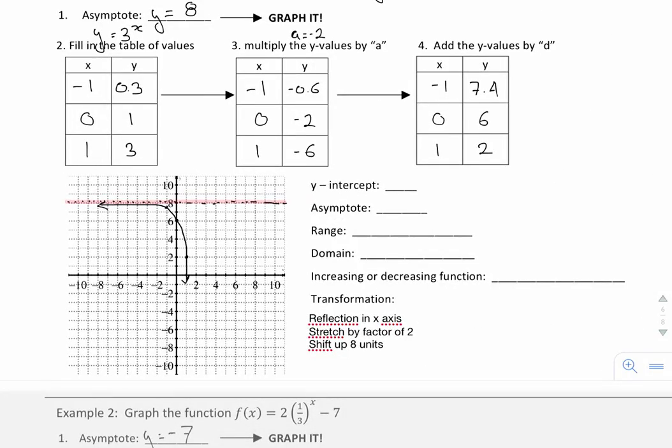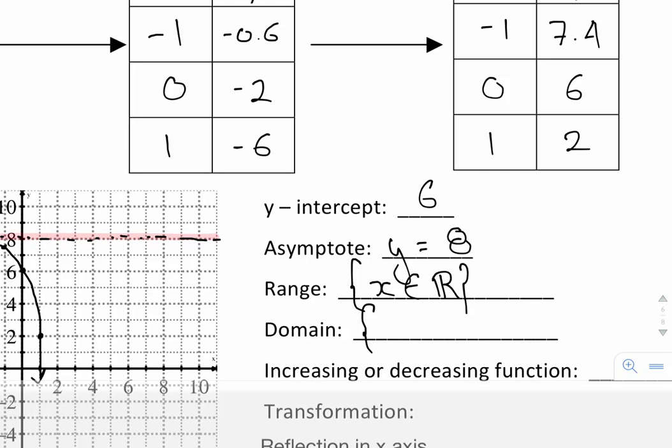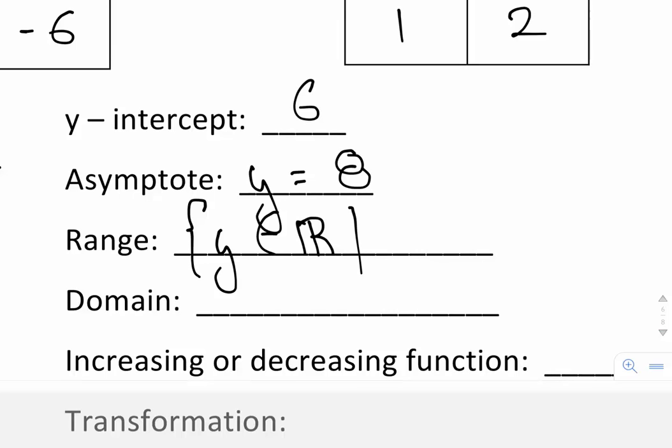And now I can input some properties of this graph. The y-intercept, well, it's that point where x equals 0. So that's 6. The asymptote, well, we already mentioned that, is 8. The range for all of these functions is always going to be all real numbers. The domain, however, is going to change. Oh, I made a mistake there. The other way around. The range is going to be different. Okay. The domain is going to be all real numbers. But in this case, notice that the whole graph is below the line y equals 8. So in my range, I have to put the restriction y is less than 8.